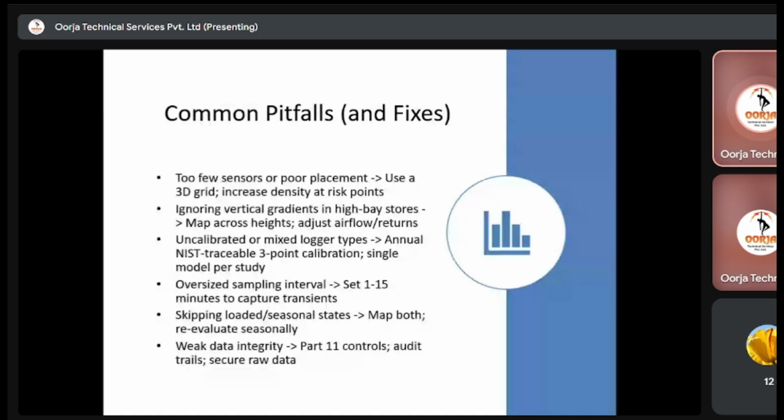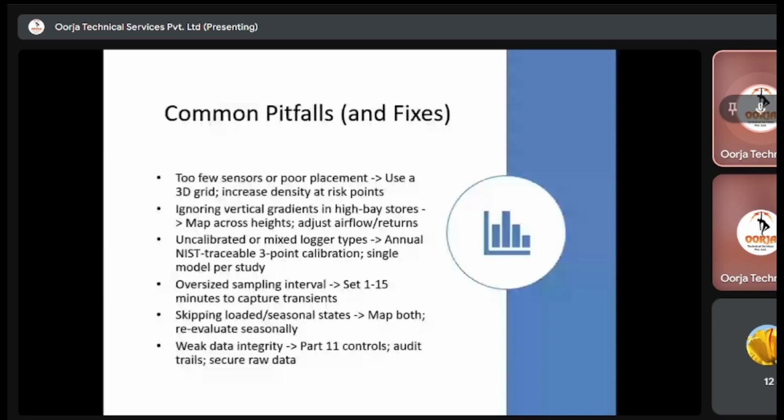Now, ignoring vertical gradation in high bay stores, what happens? As per guideline, if any particular area has a height of, let's suppose, 3.6 meters, there may be three layers of sensor positions: middle, high, and in between. But if the height of the area is more than 3.6 meters, then what will happen? We should have the sensor placement accordingly.